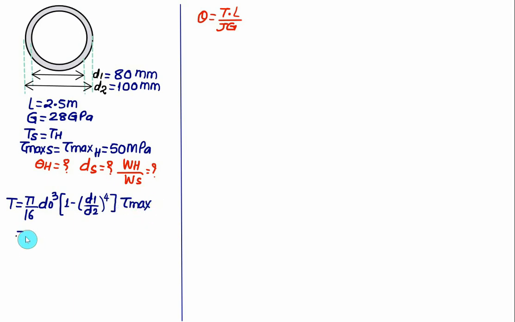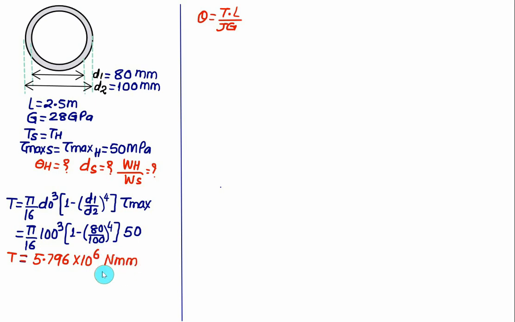So we have pi by 16. Diameter DO is equal to 100 cube into 1 minus, d1 equal to 80 and d2 equal to 100, power 4, multiplied by the maximum value of the shear stress, that is equal to 50. So torque for the hollow and the solid is known to us. So we get a torque equal to 5.796 times 10 to the power 6 Newton mm. 10 to the power 6 Newton mm is kilonewton meter. So we have 5.796 kilonewton meter.